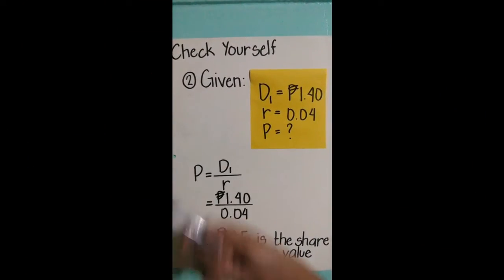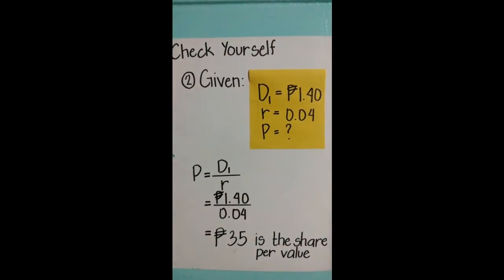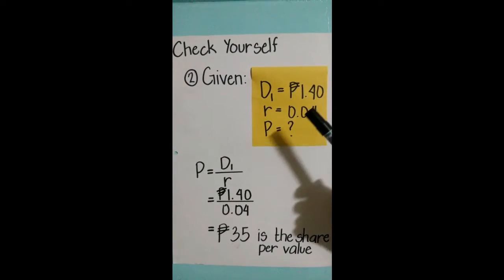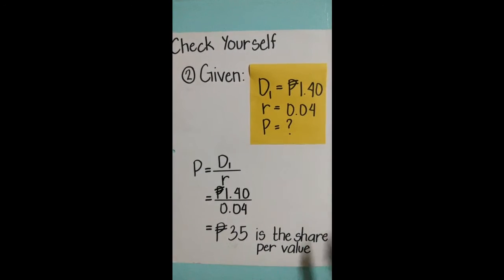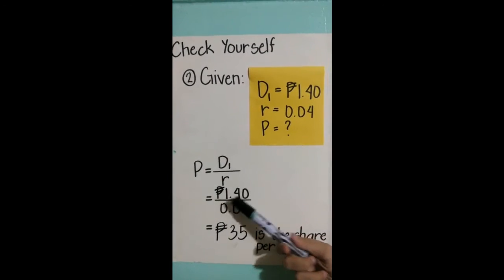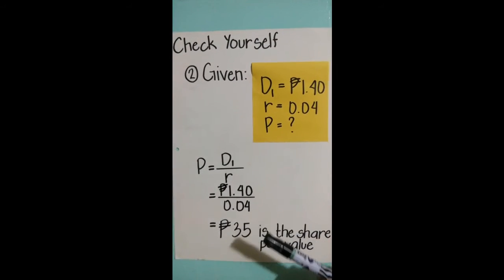Given that D sub 1 is equal to 1.40 pesos, R is 0.04, and P is the unknown. So, for the solution, P is equal to D sub 1 over R, equals 1.40 over 0.04, and equals 35 pesos is the share fair value.